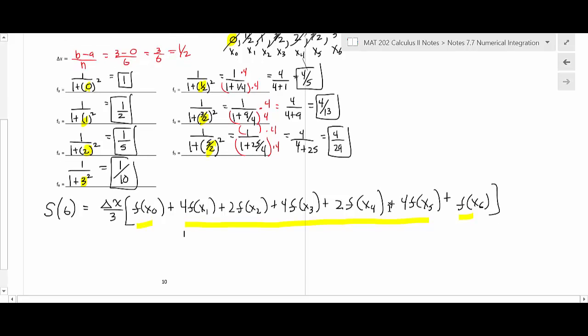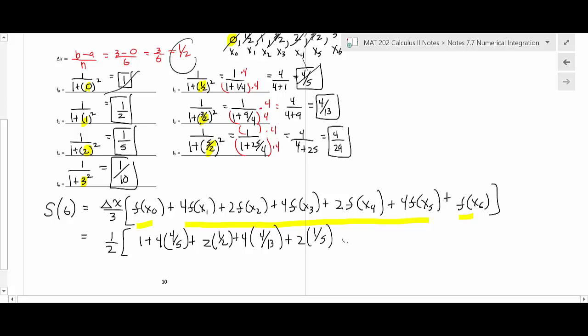So what I'm going to do is get the answer, and I'm going to use my calculator on most of this. Delta x was 1/2. Now I'm just going to put these values in. I've got f of x naught is 1. Then I've got 4 times 4/5. Then 2 times 1/2. And then 4 times 4/13. And then 2 times 1/5. And then 4 times 4/29. And then plus 1/10.